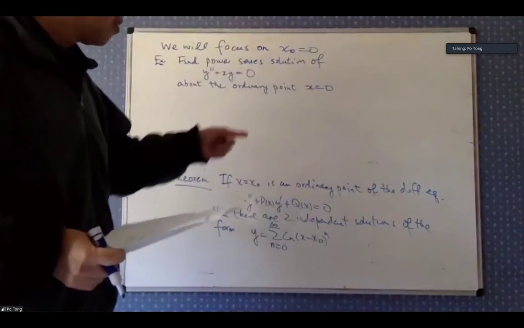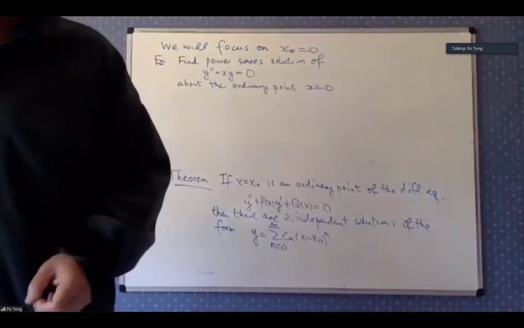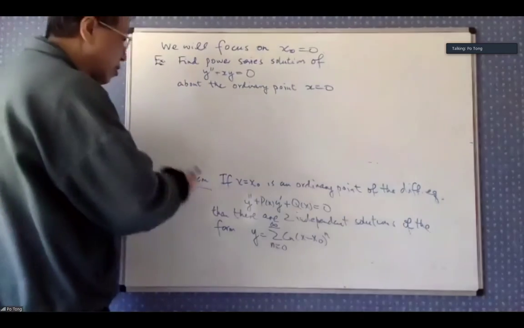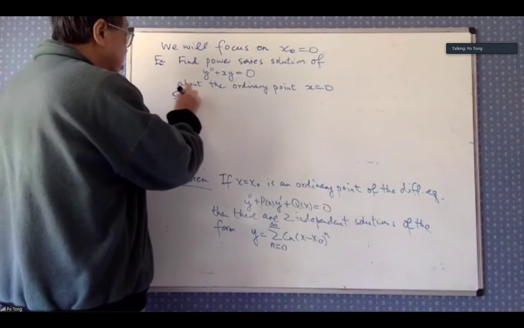Okay, so the ordinary point is 0. That means this power series is going to look like this. So the solution is going to look like this.